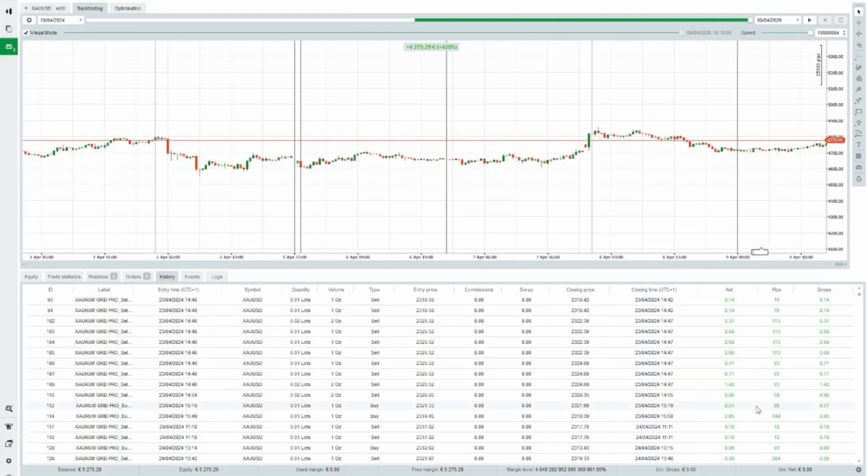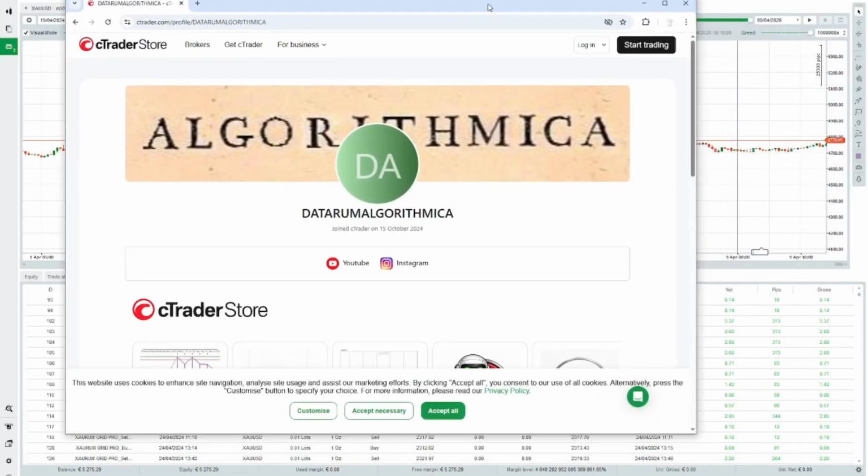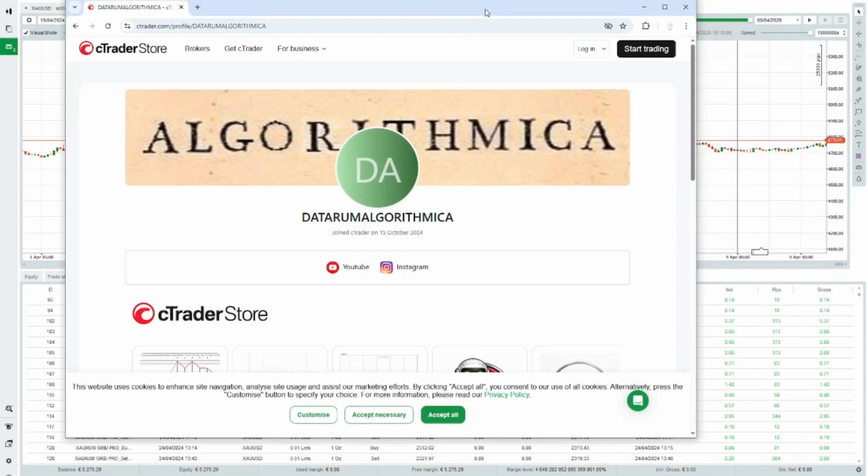So this Xaurum Grid Pro is made for gold dollar, but then you can run the optimization and find the parameters for, I don't know, euro dollar. You can find the parameters for oil, for the Nasdaq, for the S&P 500. So you should know how to work it out. When you buy a product from the Xaurum Algorithmica, there is all the usual customer service.